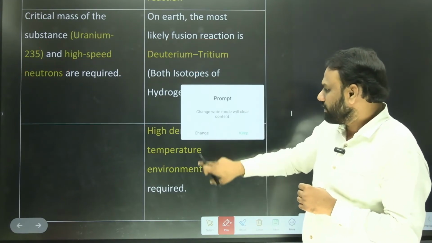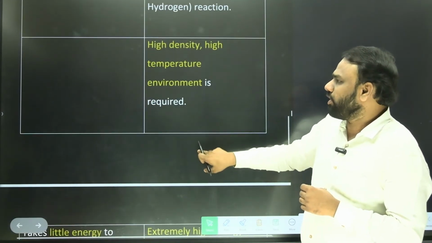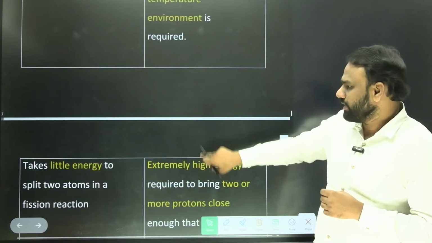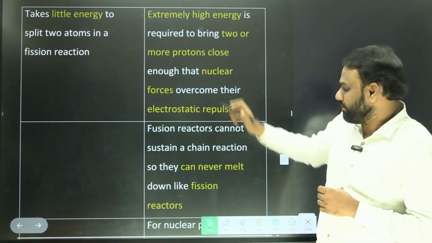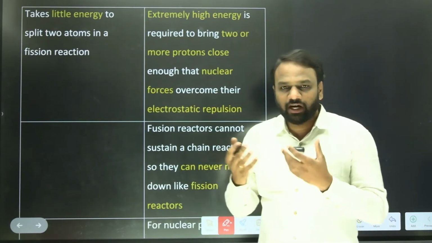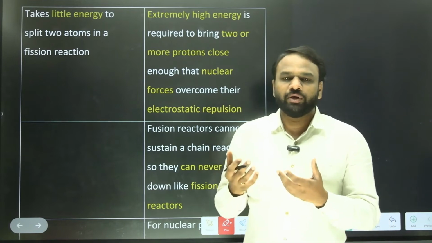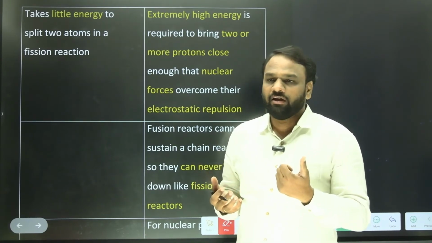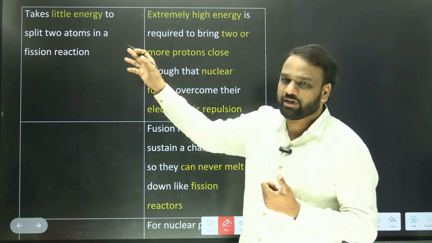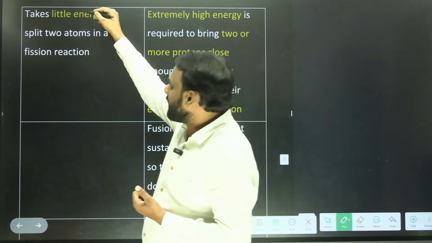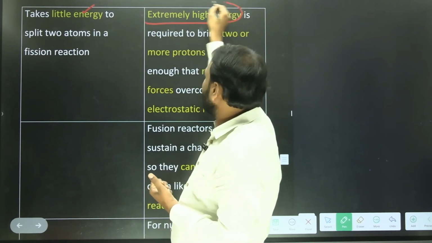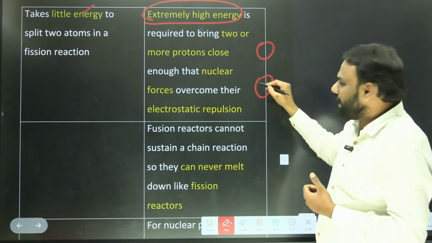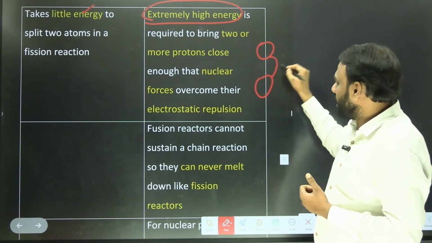Important point to note. Next, a high density and very high temperature environment is required in the case of fusion reaction, unlike fission reaction. This point is also very important. Now, in order to initiate both the fission reaction as well as the fusion reaction, where is more energy required? Is the initial energy required more in the case of fusion or fission? Little energy is required in fission. Extremely high energy is required in fusion. Why? Because 2 different atoms are not willing to join.